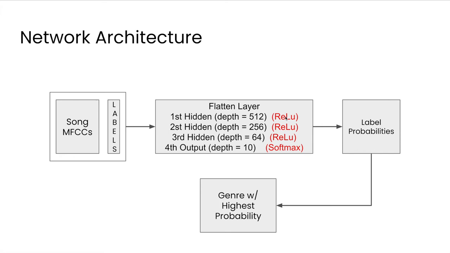And then the fourth layer is our output layer with a softmax, which turns each of the results into a probability between 0 and 1. So we have 10 here because of the genre labels. So for each of the outputs, which represent a genre, we want to pick the one that has the largest value, so the largest probability. And the genre with the highest probability is the one that gets assigned the specific genre label.